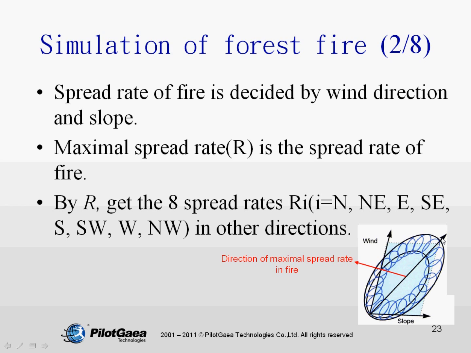This is also the direction of the spread rate of the fire. In other words, in this direction, the fire spread is the fastest. The spread rate is the length of the vector. According to this rate, the system can get the rates in other directions.